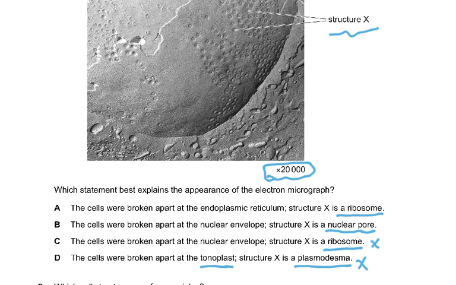Now we are left between A and B. How are you going to narrow down your choices? Cells were broken apart at the endoplasmic reticulum. Yes, endoplasmic reticulum is at a cell membrane. And structure X is a ribosome. But you look at these: they are depressions, they are not something raised. Like this is something raised, this is something raised. So that is why the answer is B.